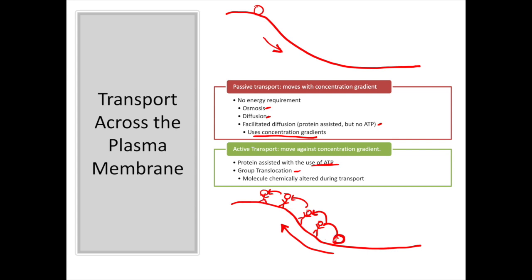But when I do this, in order to keep the ball from rolling back down the hill, I may structurally change it. And so when I get up here, the ball is now a square, so that the square cannot freely roll back down that concentration gradient. So that's what's meant by the molecule being chemically altered during transport. As the molecule is moving across the membrane, because a group of proteins are working together to move it, the molecule itself will become chemically altered, so it cannot leave the cell.